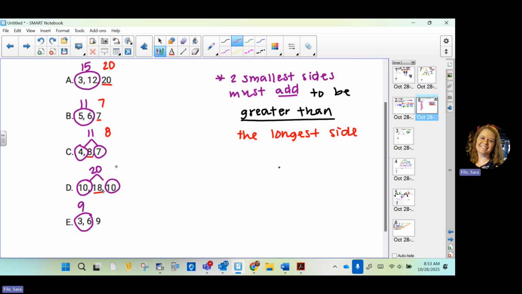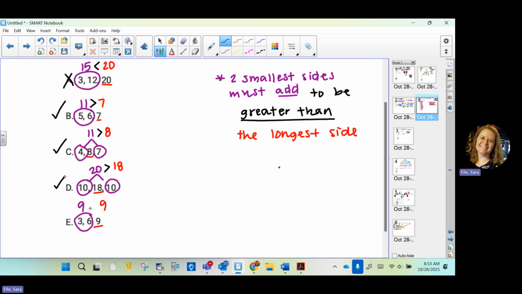And because this is what we did in our notes, we did this comparison and we want to know, is 15 greater than 20? No, it's less than. So that can't form a triangle. Is 11 greater than 7? Yes, that can form a triangle. Is 11 greater than 8? Yes, that can form a triangle. Is 20 greater than 18? Yes, 20 is greater than 18.